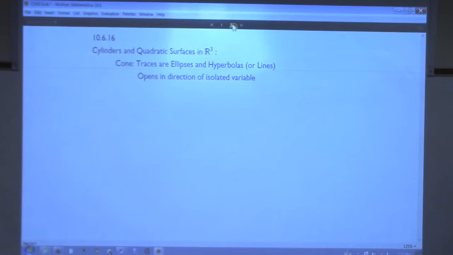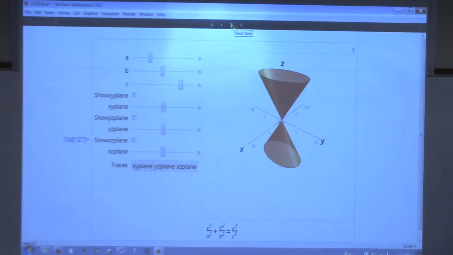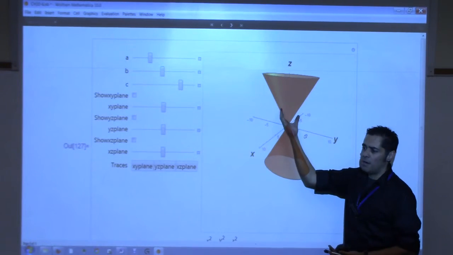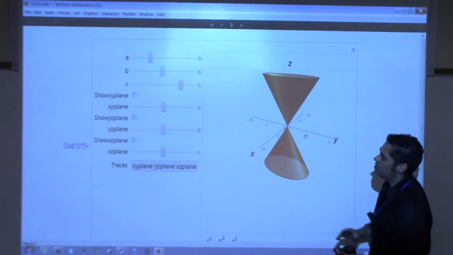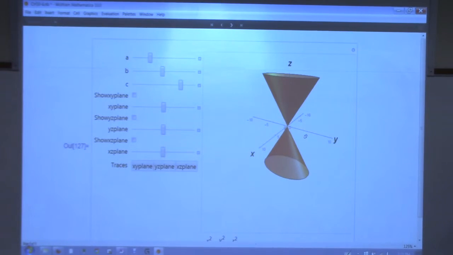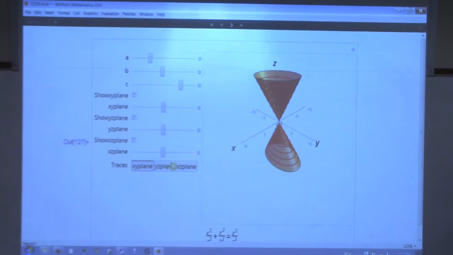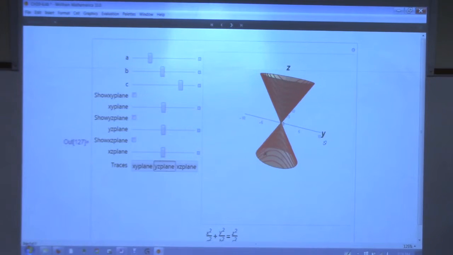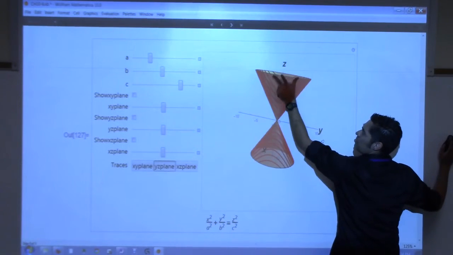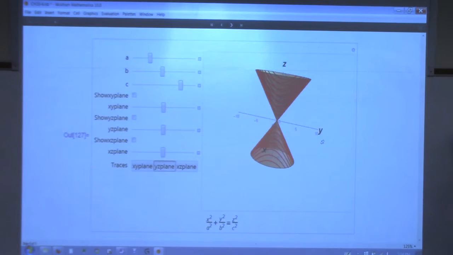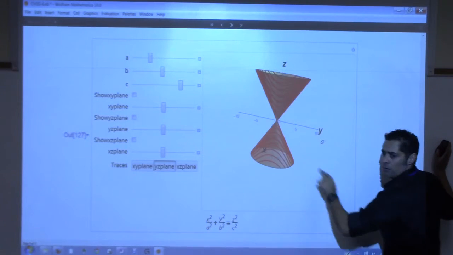Okay, here you go. Here's your cone. Cones: the traces are ellipses and hyperbolas and possibly lines. Notice it's a point at the bottom, and it also goes out both ways. The elliptic paraboloid was a bowl, curved at the bottom, and it did not go both directions. This is a cone, and it comes to a point and goes out the other direction. If I cut, I get what? These are ellipses, sometimes circles. If I cut this way, I get what? Hyperbolas. These are matching pairs, like here, here, here, here. We also have lines. Lines come down the edge of the cone.